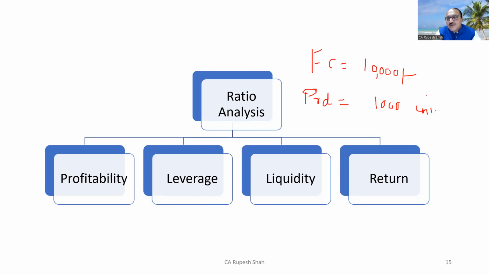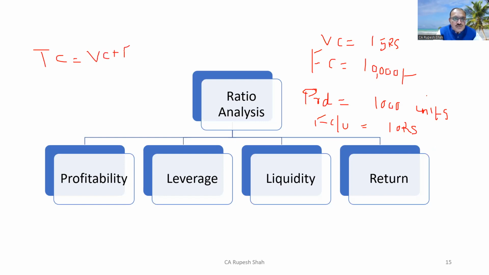Say 1,000 units, correct? And say my variable cost per unit is say 15 rupees. So what is my fixed cost per unit? Fixed cost per unit: 10,000 divided by 1,000 means 10 rupees. Correct? So what is my total cost? Variable cost per unit plus fixed cost per unit. That means this 15 rupees plus this 10 rupees. So 25 rupees is my per unit cost.